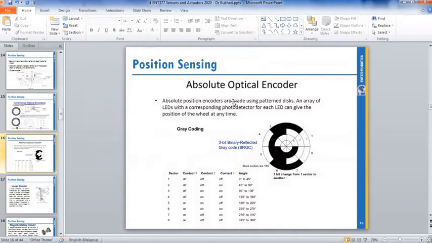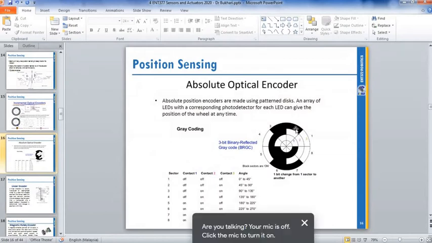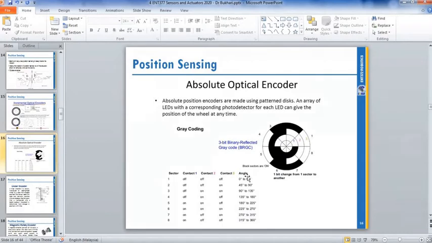Absolute position encoders are made using a pattern disk. This is an example. In this example, you have 8 sectors. This is low resolution, because one resolution step is about 0 to 45 degrees. It is a low resolution sensor, the cheapest one.